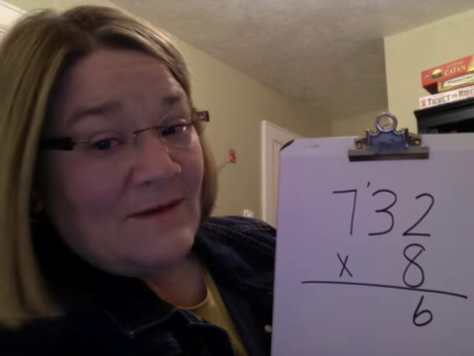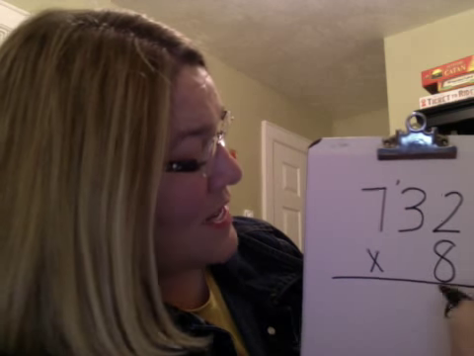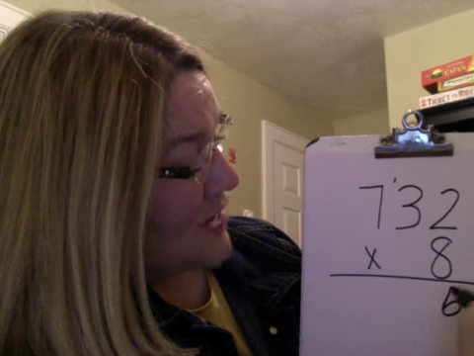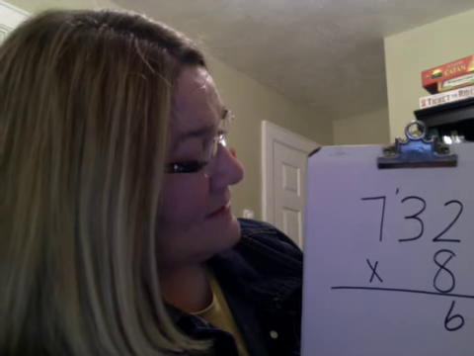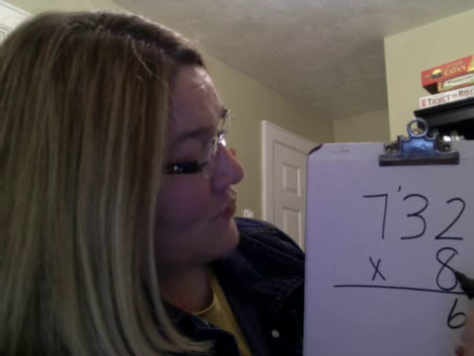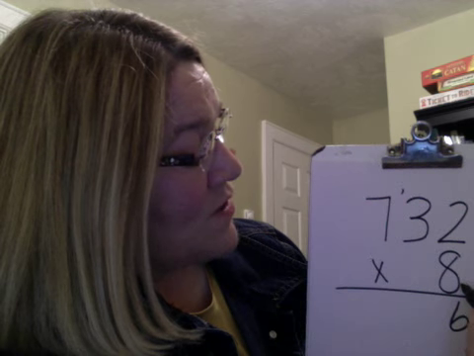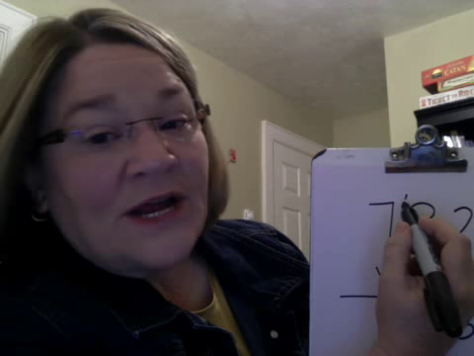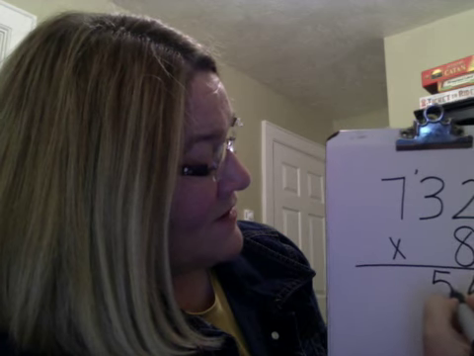Carry the 1 up there to regroup it. You regroup the 1 because you had 16 ones. Now you have 6 ones and 1 ten. Then we have 3 times 8 is right here. 3 times 8 is 24. We need to add on our extra 10 that we brought up, which will make it 25.